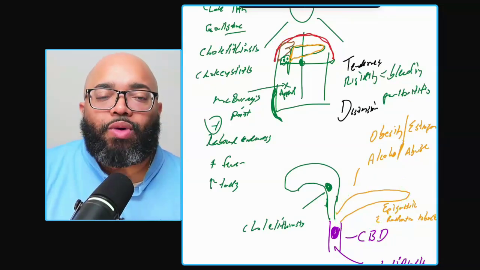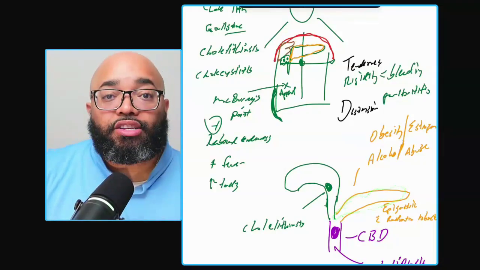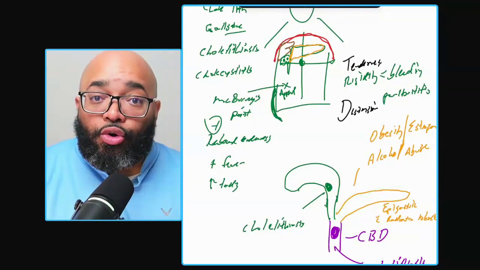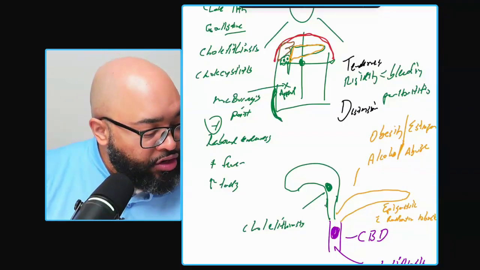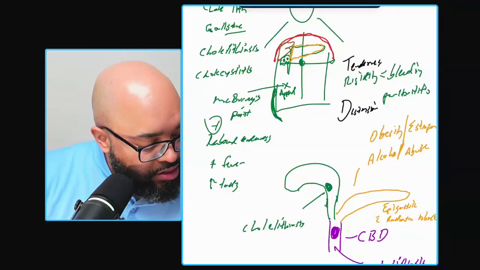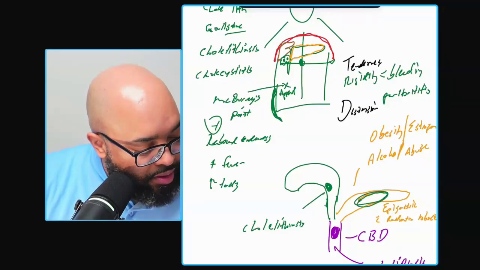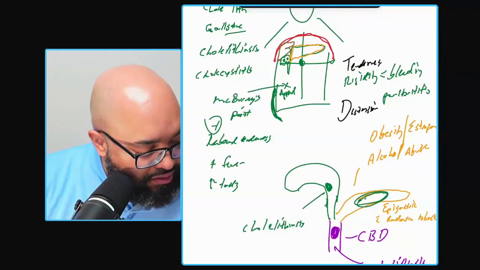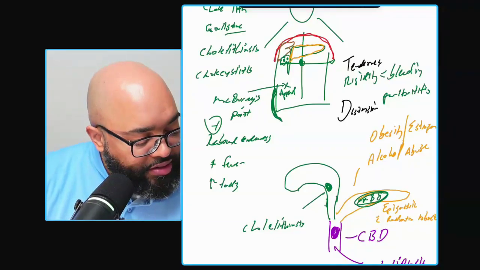Why? Because right after you eat, your pancreas has two jobs. You have an endocrine pancreas and you have an exocrine pancreas. The endocrine part is what does your hormones. Remember, you have an alpha, beta, and delta. The alpha does what?